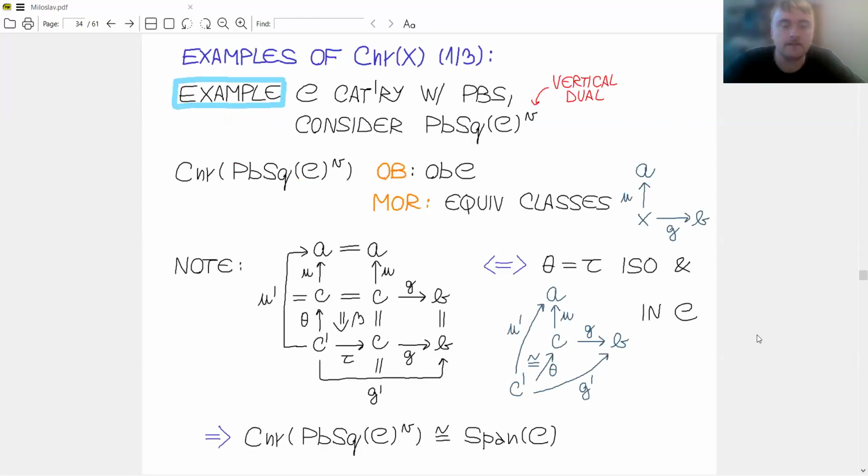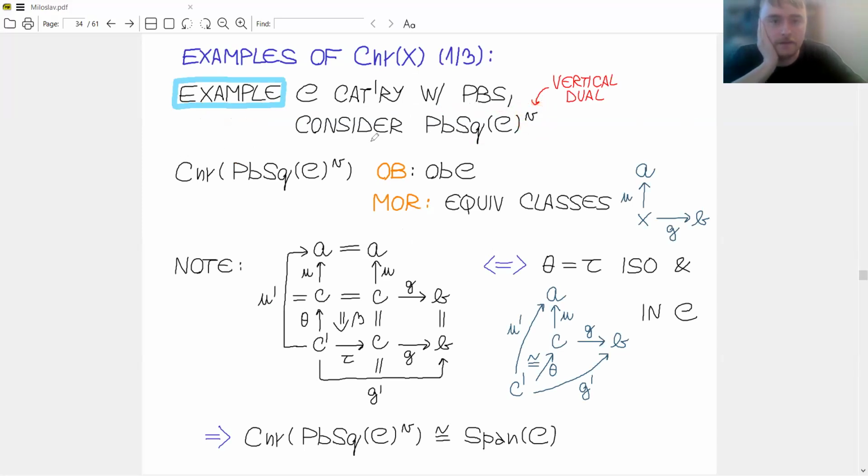Okay. And actually, orthogonal factorization systems are more widespread. So we can hope that these factorization double categories are also more widespread. Let me give you some examples that I believe are quite natural. If you have a category with pullbacks, consider the double category of pullback squares, except consider its vertical opposite. And you will see why in a second.